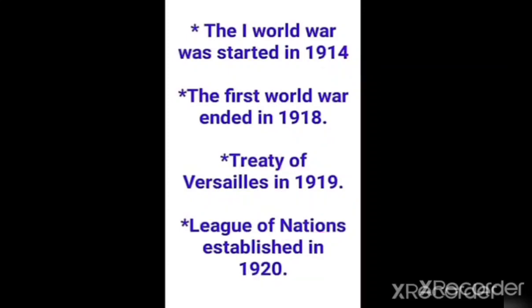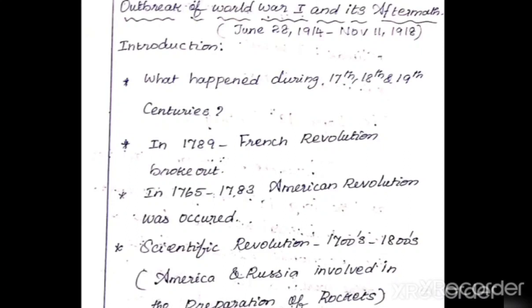Okay, children. In your book, I am going to tell you which month to which month, which year to which year the First World War occurred. Students, listen carefully, everyone. June 28, 1914 to November 11, 1918. It started on June 28, 1914 and ended on November 11, 1918.